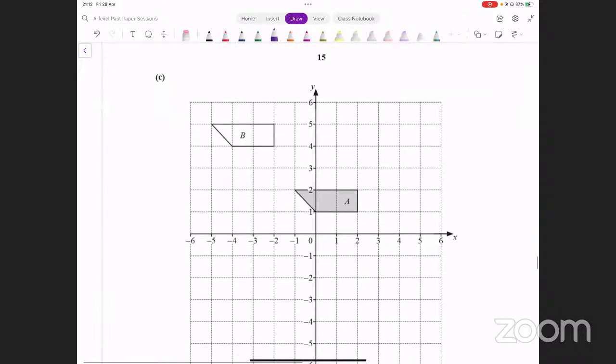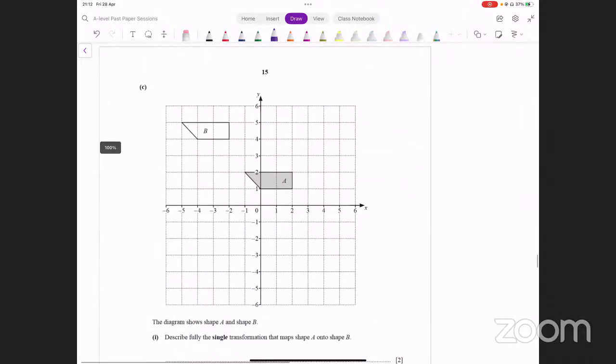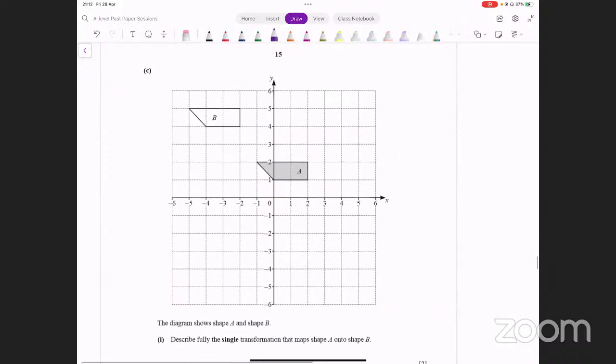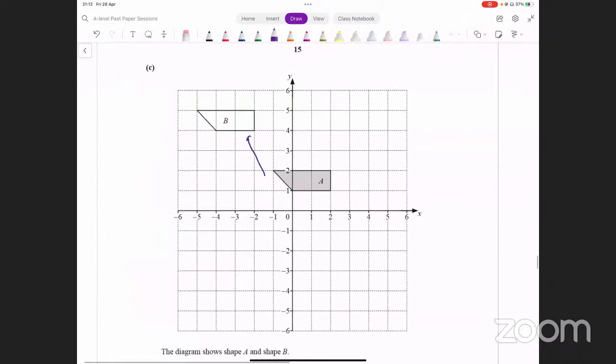Okay, let's move on. Now we have transformations. The diagram shows shape A and shape B. Describe fully this single transformation that maps shape A onto shape B. A से B पे जाने. अच्छा देखें, how do you figure this out? आपका size change हो रहा है फिगर का?